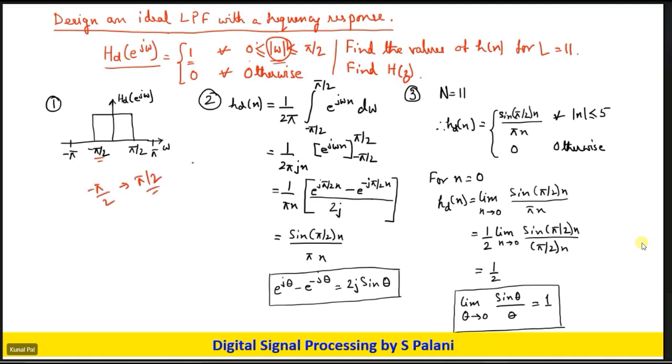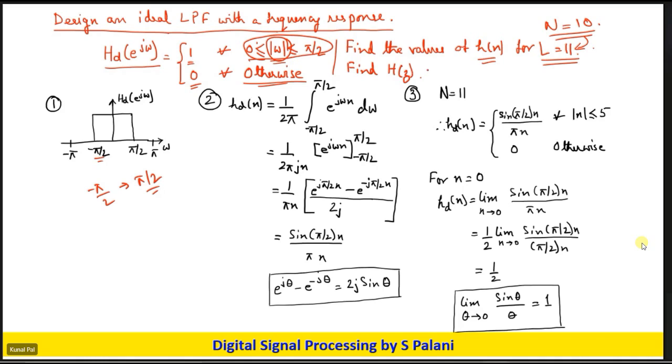So herein you're already given the cutoff frequencies. What should be the range? And outside this you have a value of 0. Now the question is, find the values of h(n) for length equal to 11. So I could have given, in this case, N equals 10. From there you have to find out the length, and from that length you can find out what is happening.